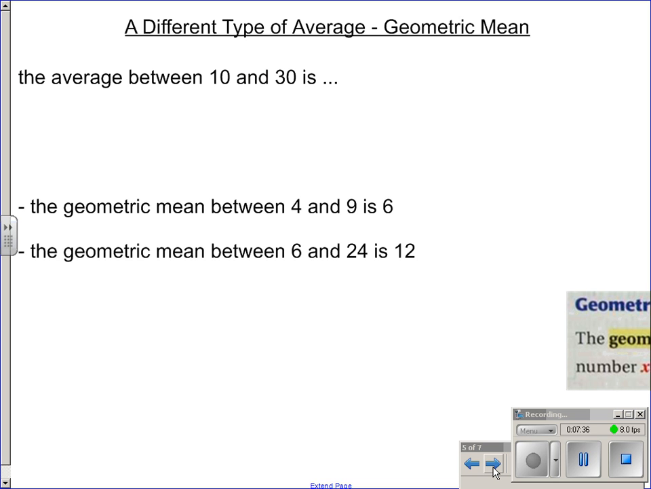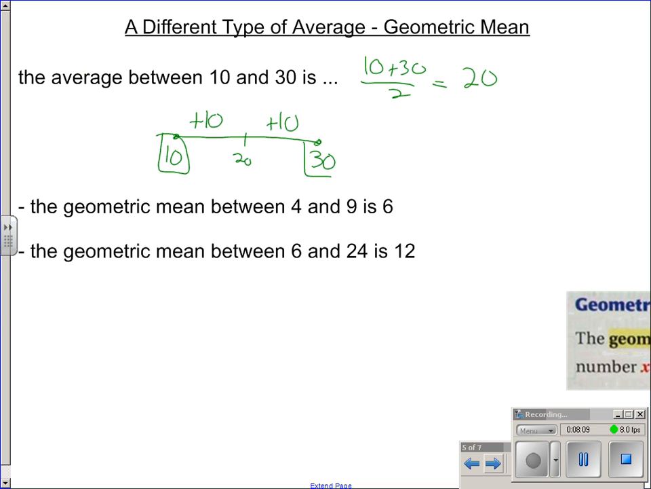Okay, a different type of average. It's called the geometric mean. Now, you know what an average is. The average between 10 and 30, you take 10 plus 30, you divide by 2. So you get 20. The idea of our common definition of average is, if we started at 10, to get to 20, we had to add 10. Add 10 again, that puts us at the other number. So we started at 10, we had a 30, the average was the 20.